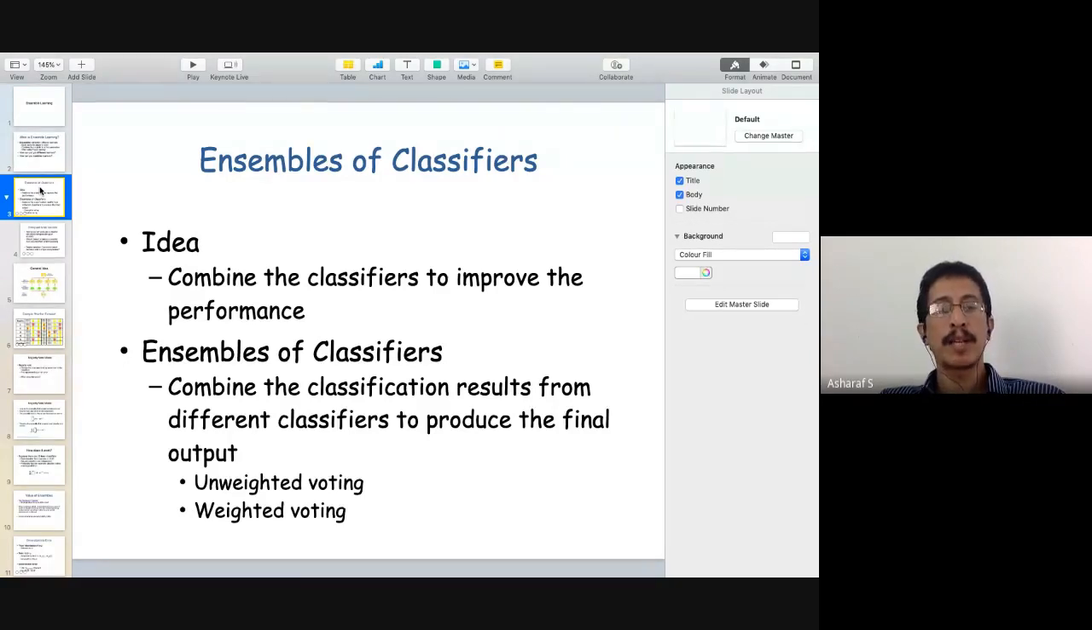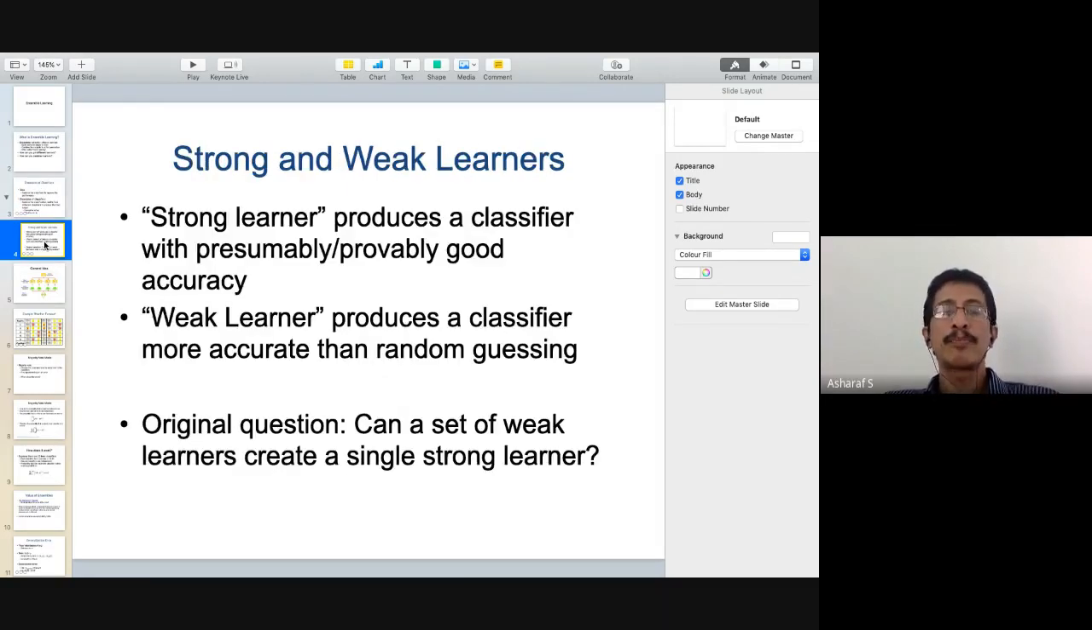Weighted voting is where some of the classifiers may be given more weight compared to others. Their decisions will be given more weightage. These are the two types of aggregation mechanisms used in ensembles. So when you have a collection of classifiers, how you combine them can be done with either unweighted or weighted voting. We're going to see both cases later. And whom do we combine? We typically combine what are called weak learners.